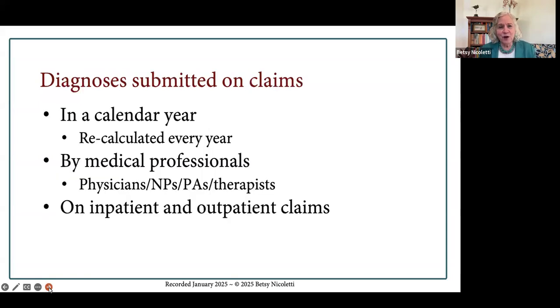So these diagnosis codes that are submitted on a claim in a calendar year are recalculated every year. If you have a patient who has a positive HIV status, you have to put that on the claim form every year, because by law, Medicare isn't allowed to look back 1 year ago, 2 years ago, 3 years ago, and pick up those diagnosis codes. They have to be submitted in this calendar year to be calculated for next year. It's by medical professionals on inpatient and outpatient claims.